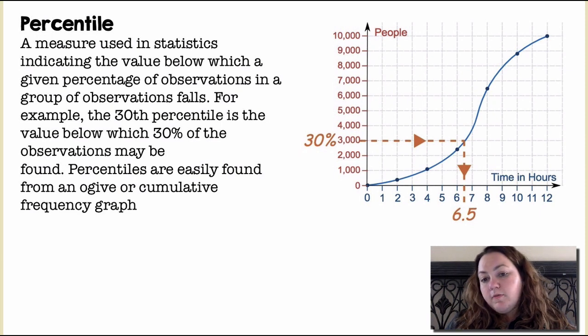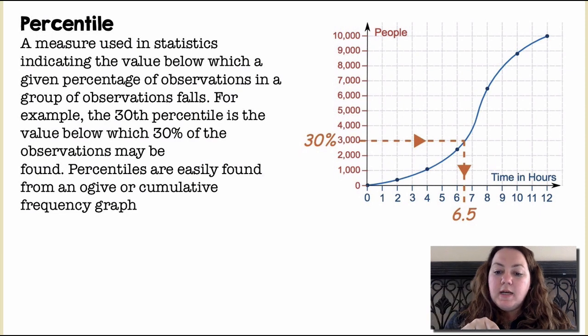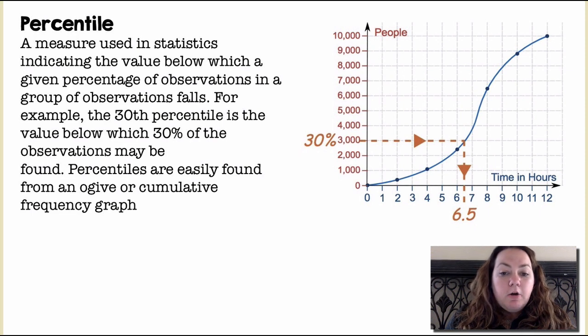Okay, so this is called a cumulative frequency graph or an ogive graph. You can look at the 30% and then go over and down, and you can see that it's 6.5 time in hours. We got that 30% from 3,000 out of 10,000. So 30% of the time, people get, I don't know what this is about, maybe less than 6.5 hours of sleep, or I don't know what it is measuring, but time in hours.